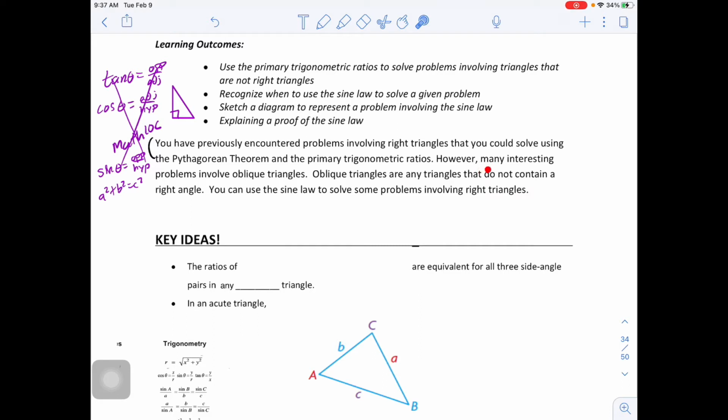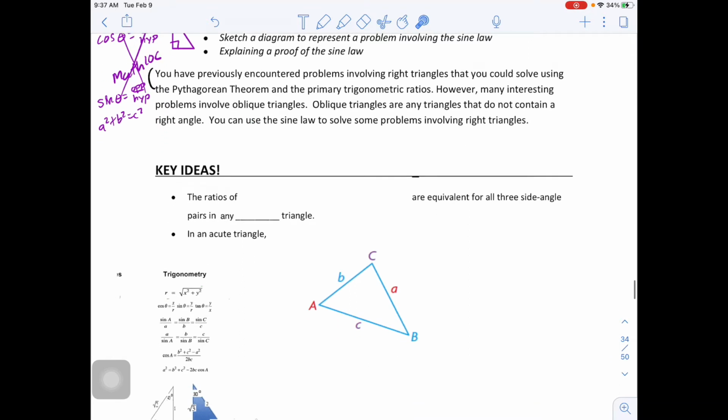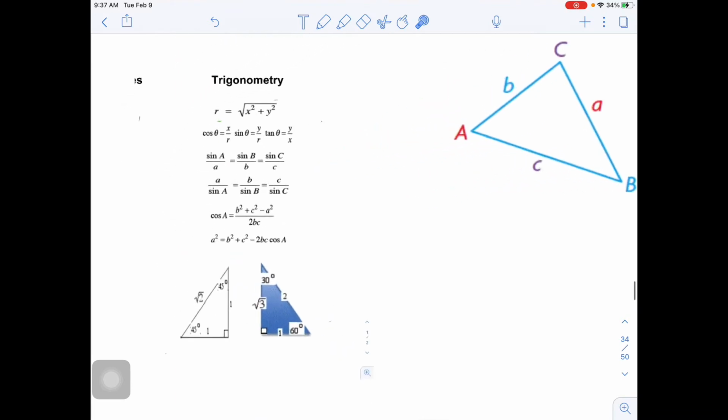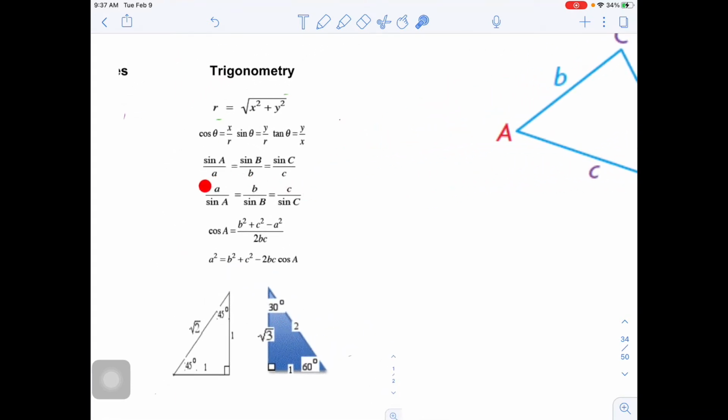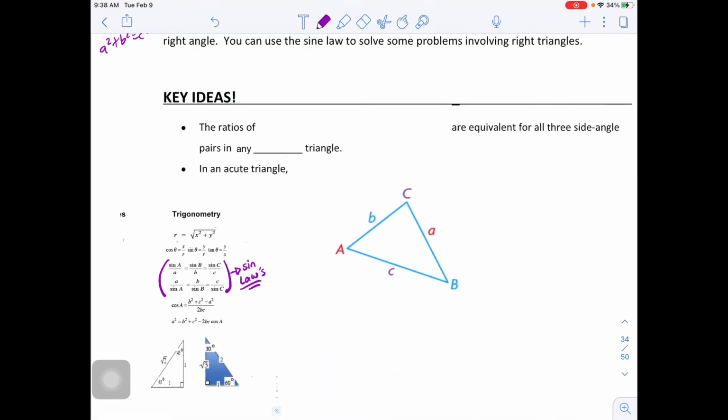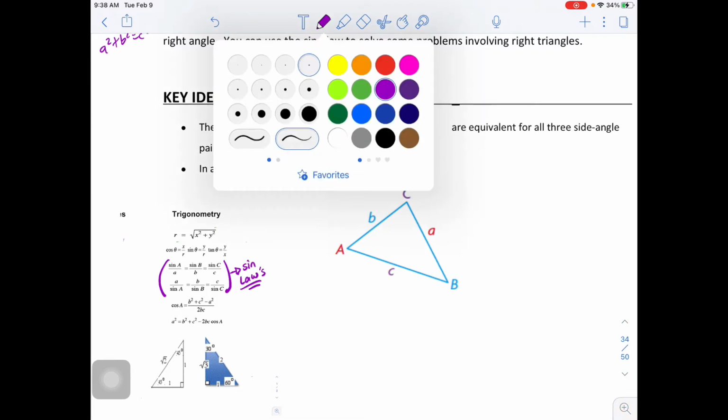Now, what happens when we have interesting problems that involve oblique triangles? Oblique triangles are any triangle that does not contain a right angle. Okay, so they don't have a 90-degree angle. Well, that's what we're going to learn today. So we are going to learn these sine ratios. These are found right here on your data sheet. These are your sine ratios or sine laws. Okay, and they're not too bad to use, and they're pretty cool on how they work.